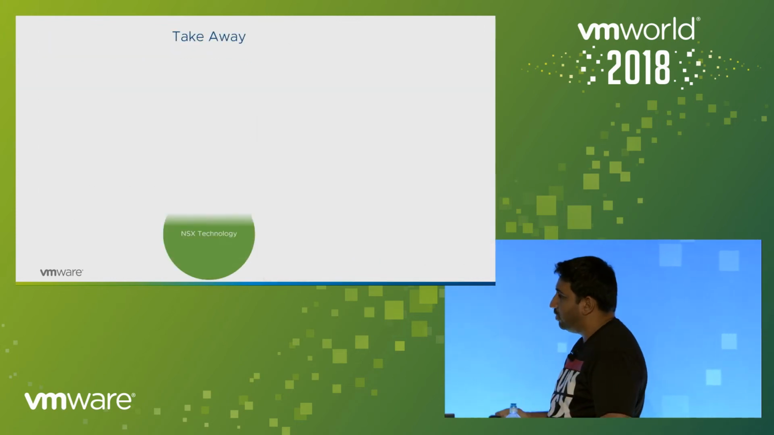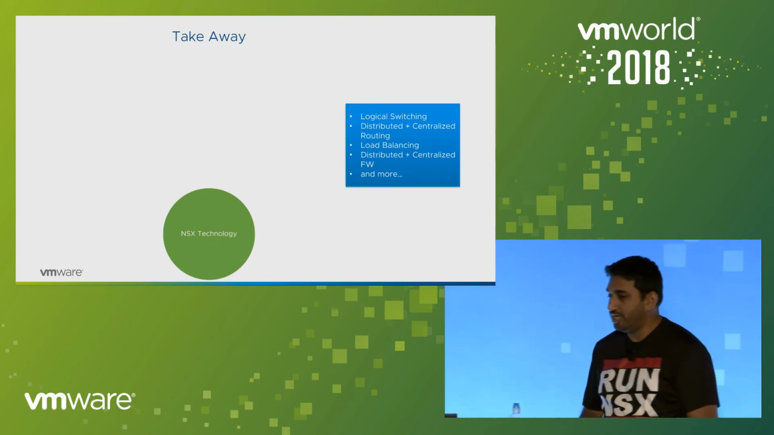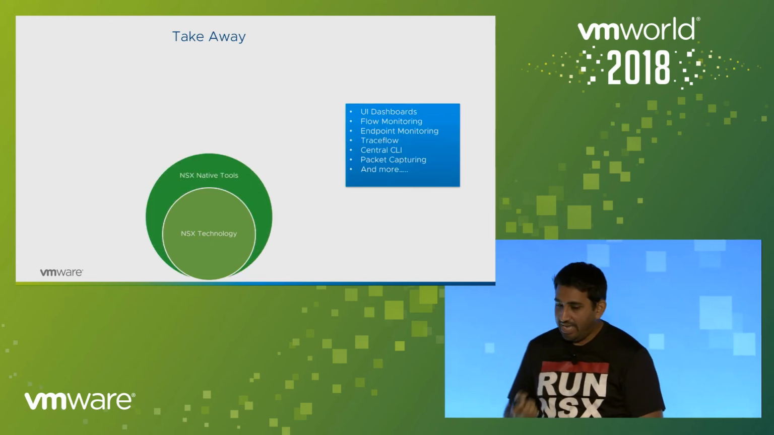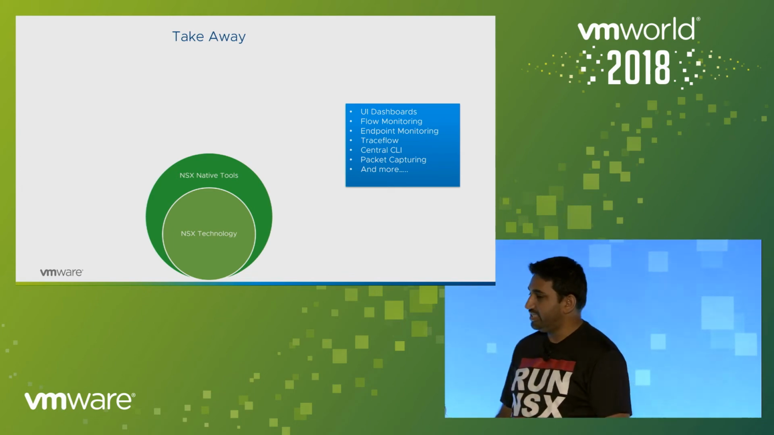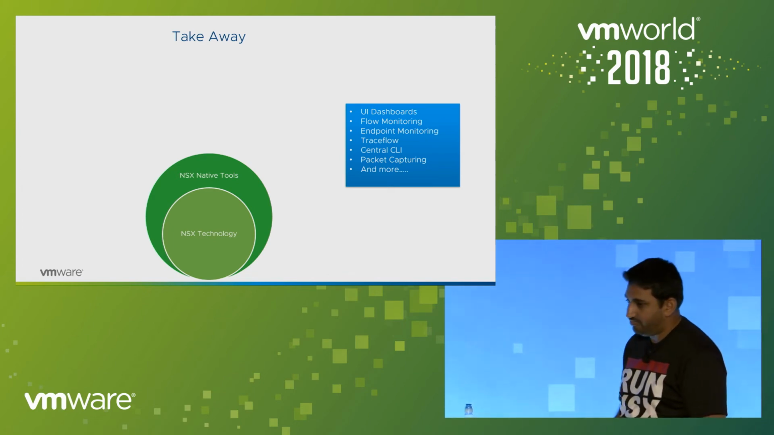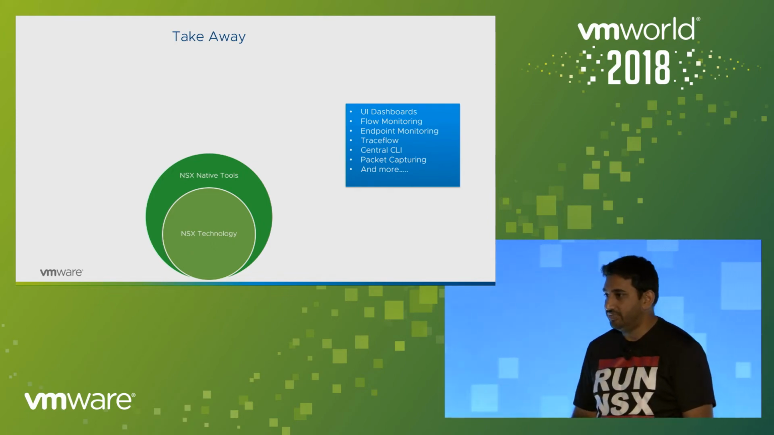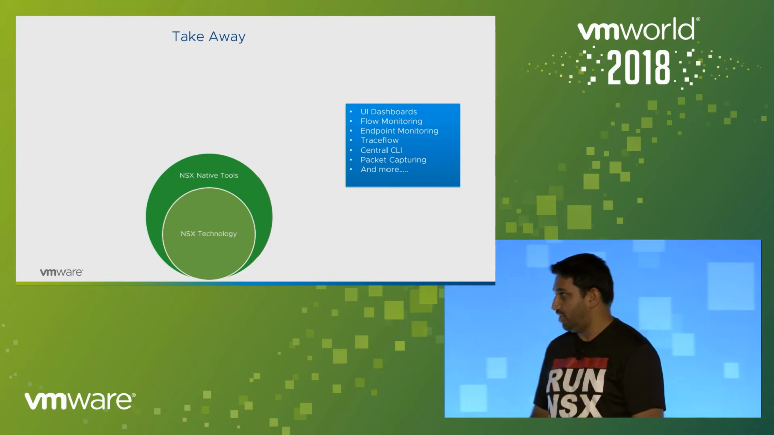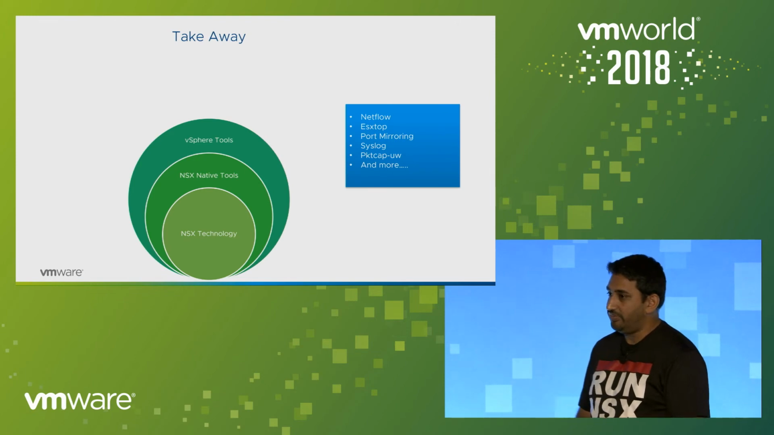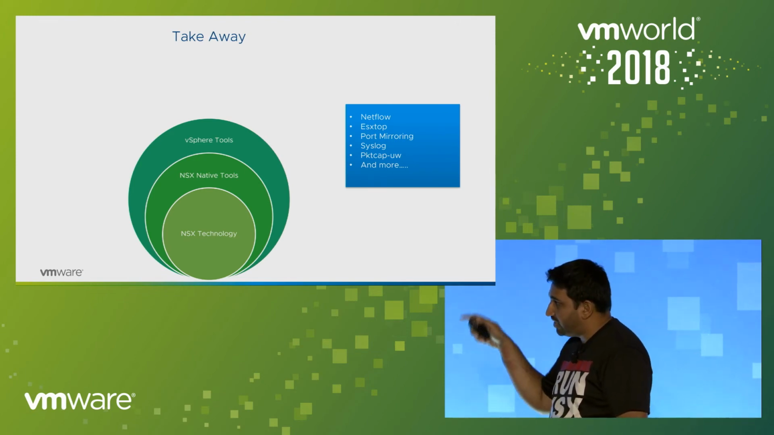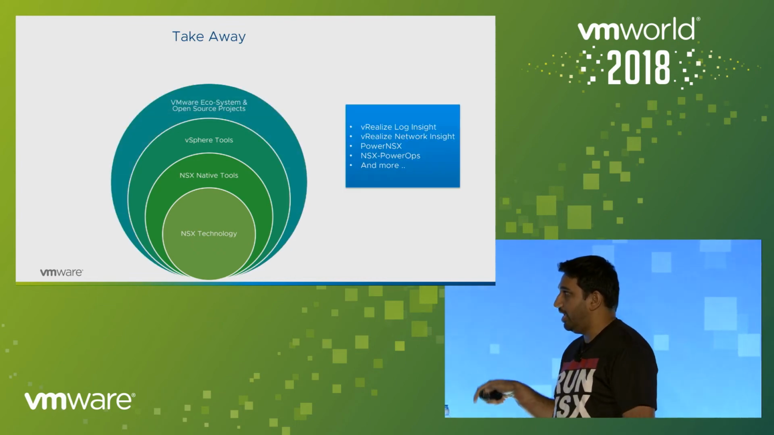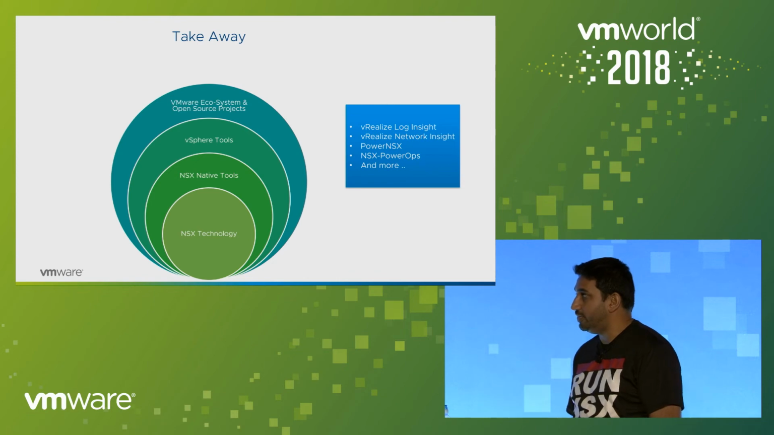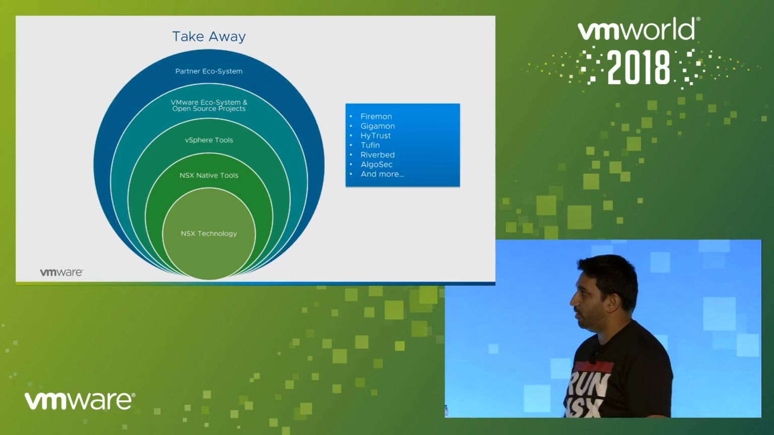All right, so the key takeaway I want you guys to take from this session is that NSX as a technology brings you a lot of things. To operationalize it, you have a number of NSX native tools, and you want to make sure your level 1 and level 2 teams are enabled on that. Then you have vSphere level tools. I didn't touch upon that because of shortage of time, but there are a lot of things in vSphere that help you troubleshoot. And then you have the ecosystem and the open source projects I talked about, and the partner ecosystem.